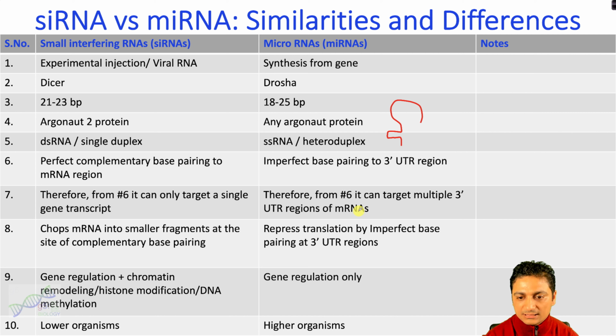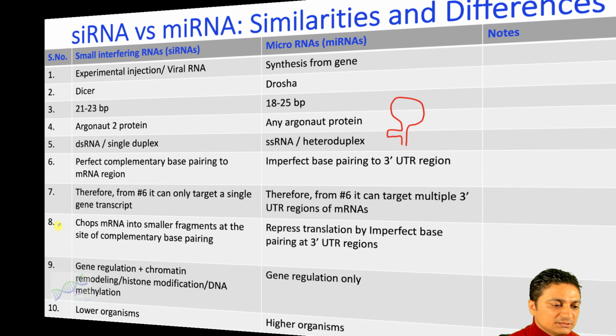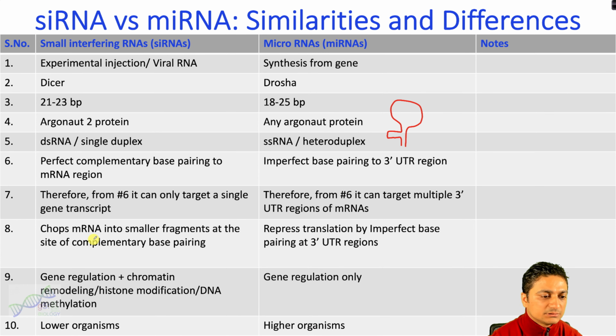Therefore, miRNA can target hundreds of mRNAs at a time, and it targets in the 3' UTR region. And siRNA has complete base pairing, therefore it can only target a single transcript at a time. And difference number 8 is that siRNA chops the mRNA into smaller fragments at the site of complementary base pairing. However, miRNA doesn't chop the mRNA into small fragments. Instead, it will repress the translation by stopping the formation of the protein.